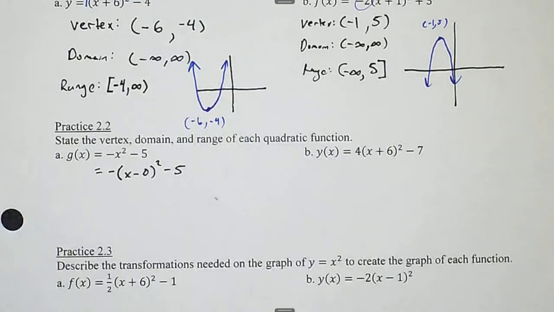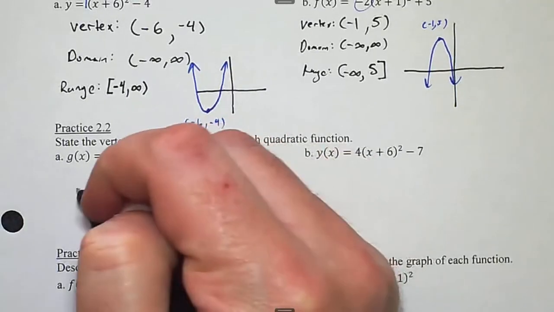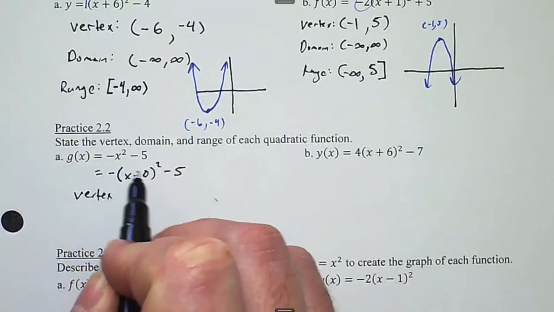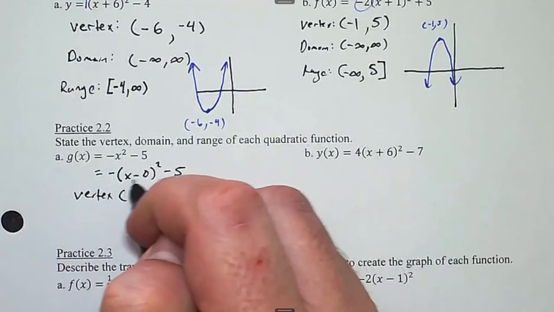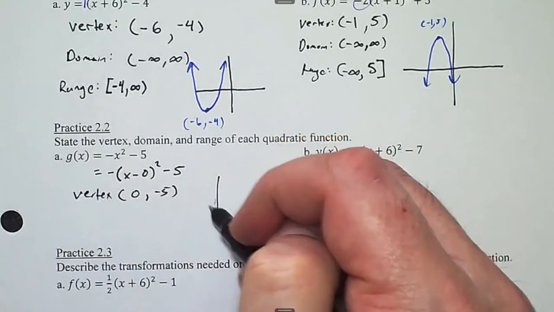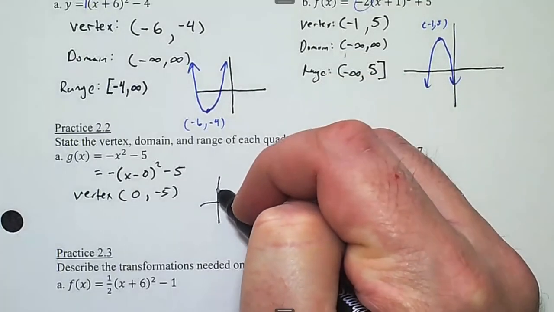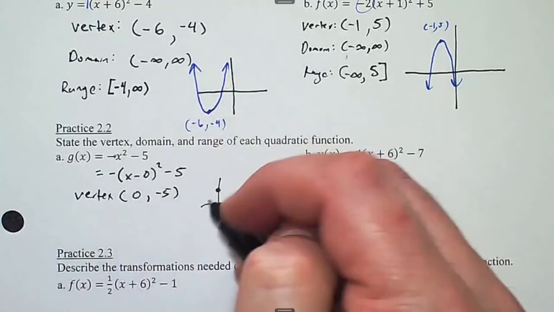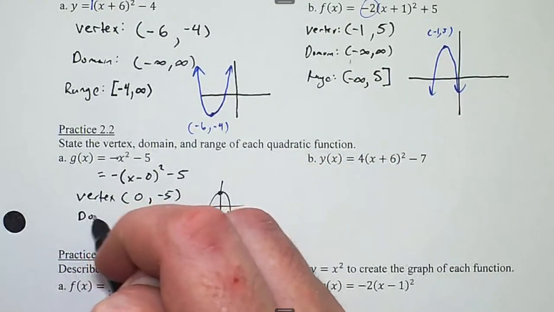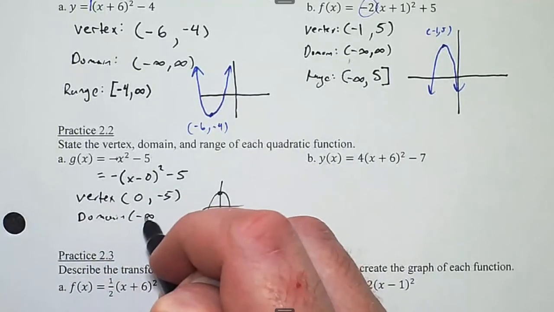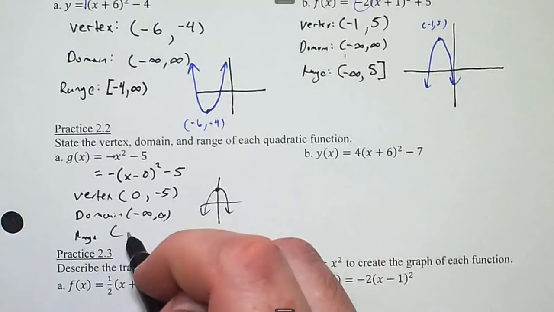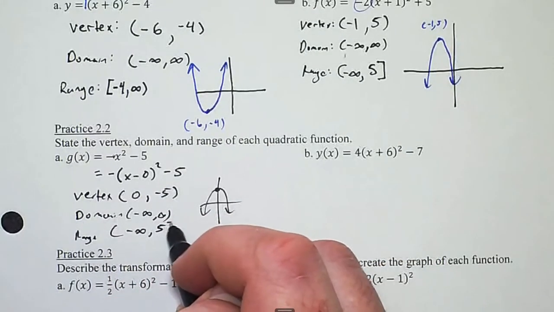Okay, let's see how we did. The vertex, once you realize that when there's nothing in parentheses, you can think of it as not being shifted at all left or right. You can think of it as being written like that, was 0, negative 5. This function has a negative in front of the x squared, so it's opening downward. So it has a highest value. Domain is negative infinity to infinity, but the range has a highest value of 5, a maximum.